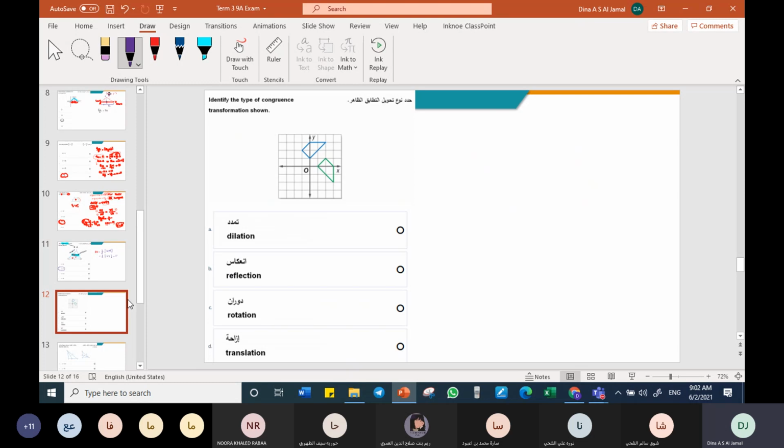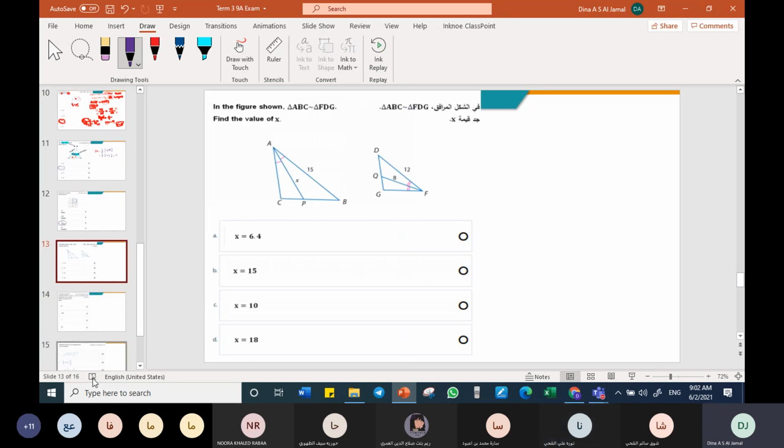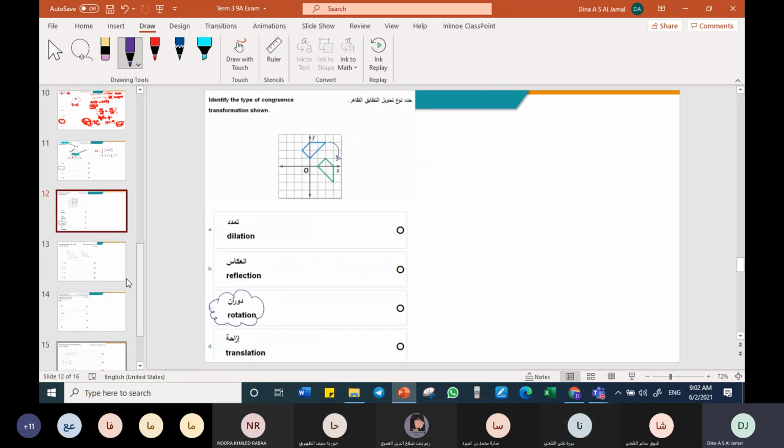Now, this question, you will be the one who will be answering it. Rotation, excellent. So we can imagine that here is my blue part, here is my green polygon. I'm moving it, so it is rotation. Excellent. Let's now go.